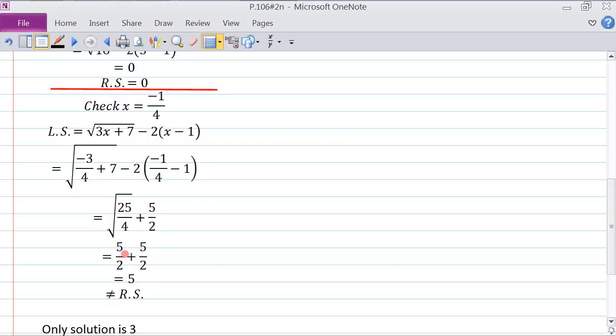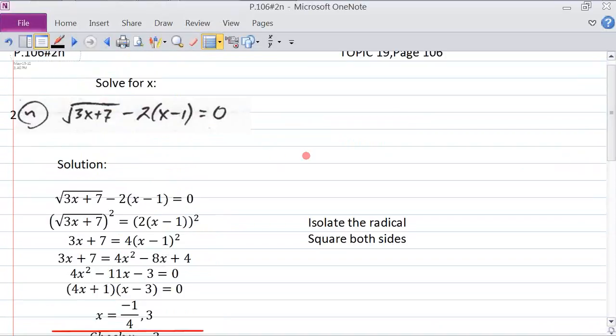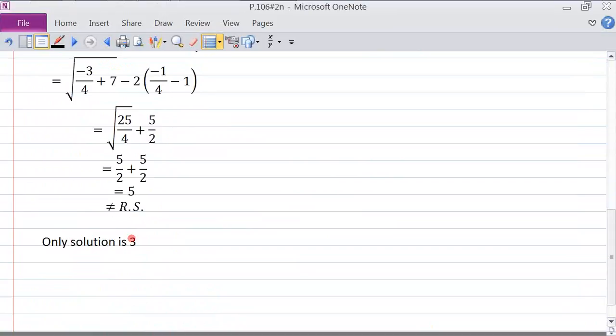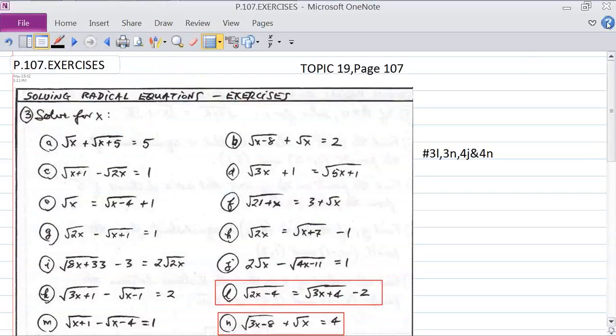2.5 plus 2.5. If you want, you can add these two. 5 and 5 is 10. Over 2 is 5. And so this does not equal the right side. If you look at the right side is 0 right here. So the right side is 0. So this solution doesn't work, and the only solution is x equals 3, and x equals minus a quarter is an extraneous solution. Okay, this is the next page, so I'm not going to do that in this video.